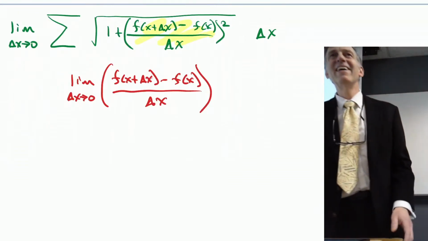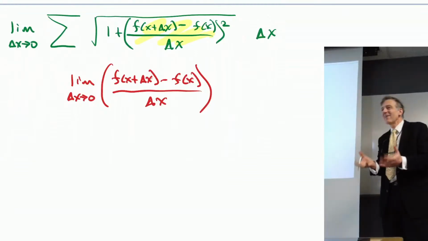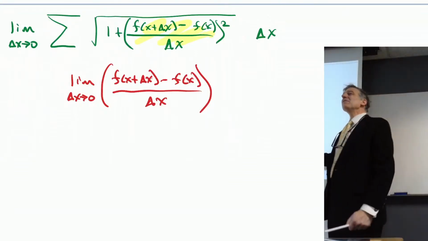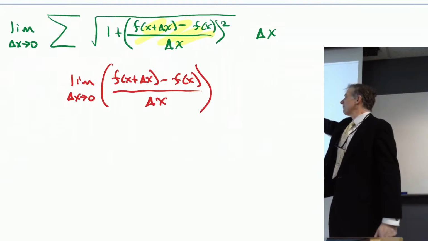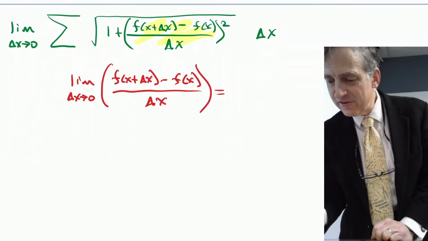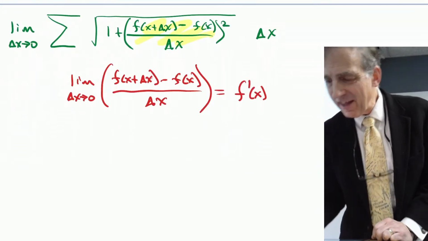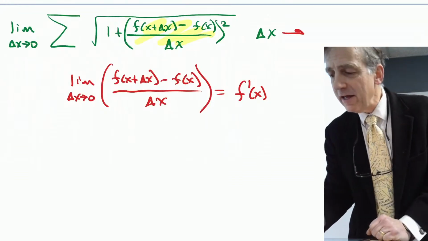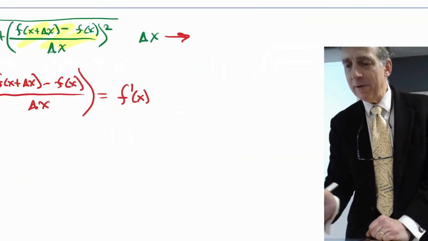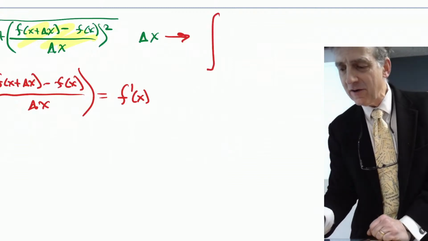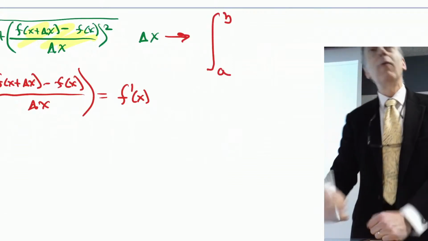You got it? It is the limit definition of the derivative. It's so beautiful, isn't it? So when you take the limit as delta x approaches 0 of this thing, you actually get the derivative. Amazing. And so when I do this limit, this will turn into an integral from a to b, whatever the thing is.